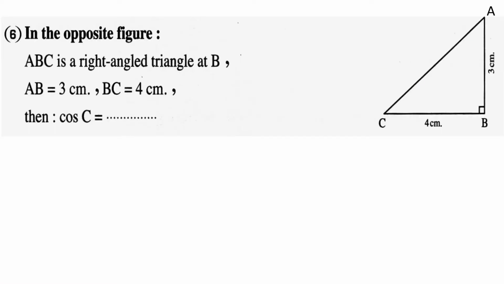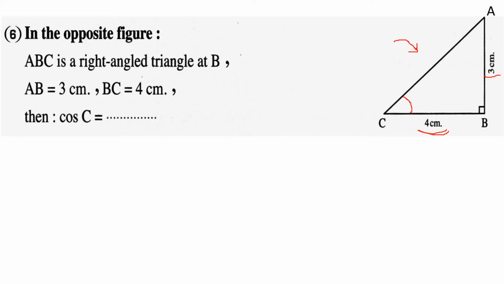Question 6. In the opposite figure, ABC is a right angle triangle at B. AB equals 3, as you see here, and BC equals 4. Here is BC. He wants me to find cosine C. Here, this is the angle that he is talking about. To find cosine, cosine means adjacent over hypotenuse. Where is the hypotenuse? I want to find it.